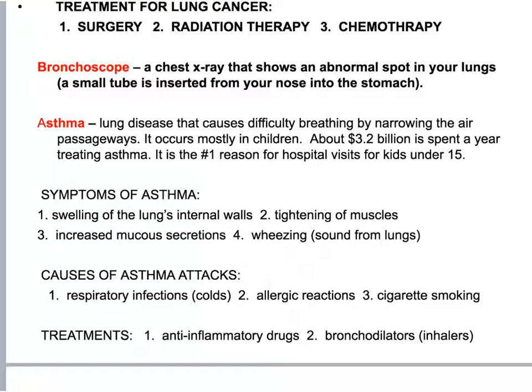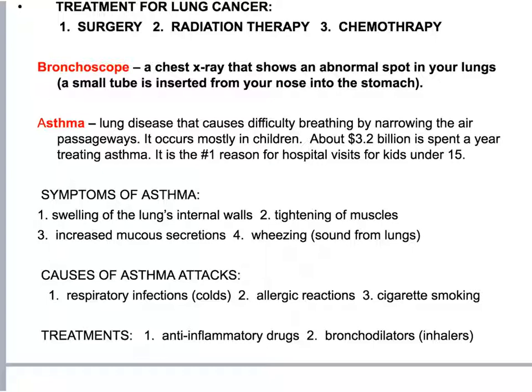Asthma is another lung disease, and with that lung disease it causes difficulty breathing by the narrowing of the passageways. It occurs mostly in children, and about $3.2 billion is spent every year treating asthma. It's the #1 reason for hospital visits in kids under 15. Symptoms of asthma include swelling of the lungs' internal walls, tightening of the muscles, increased mucus secretions, and wheezing. It's a sound from the lungs.